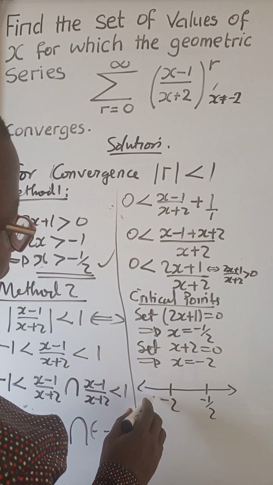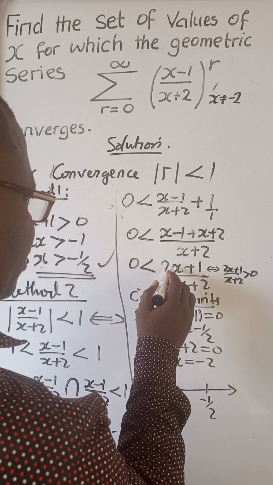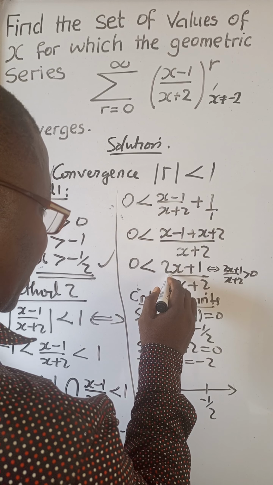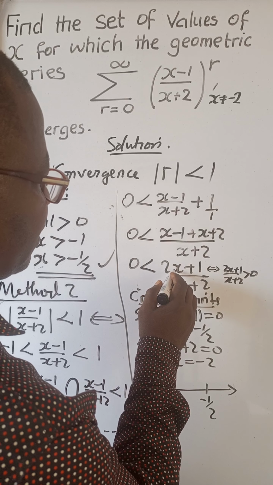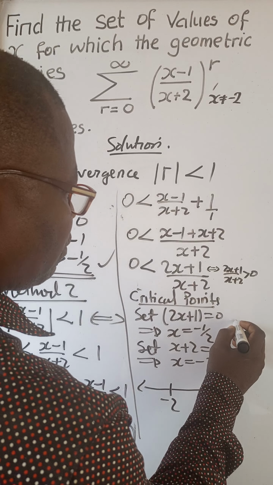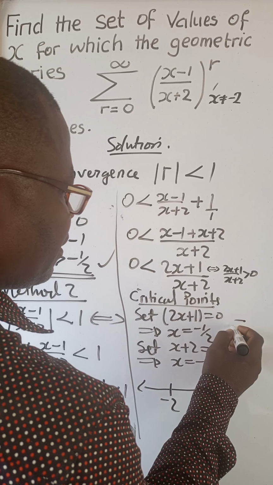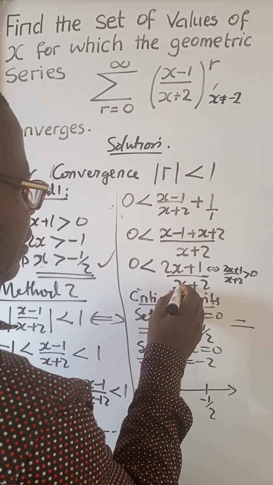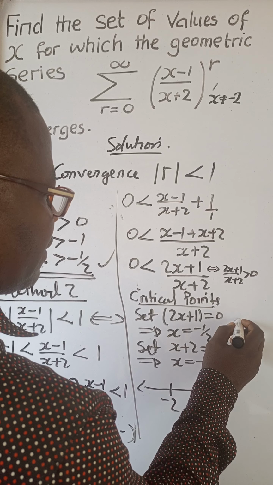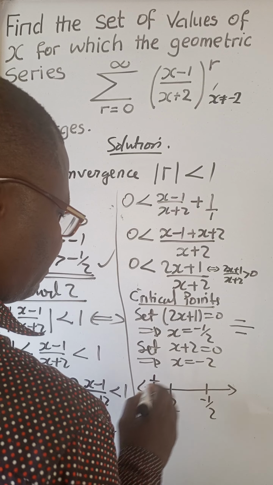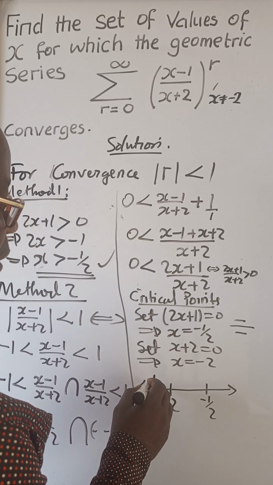Let's start. Take a value here, negative 3. We'll come and put it there. We're working only with our signs. 2 times negative 3 is negative 6 plus 1, negative 5. So at the numerator we'll have negative, divided by negative 3 plus 2, which is negative 1. Negative. Negative divided by negative is positive. So here we have positive results.